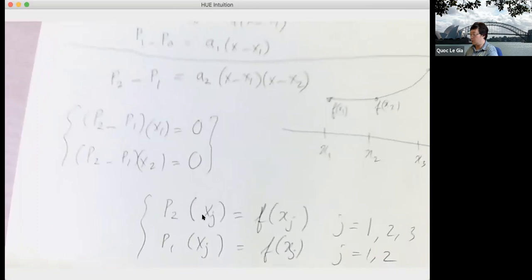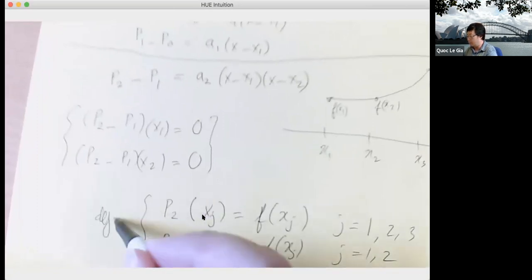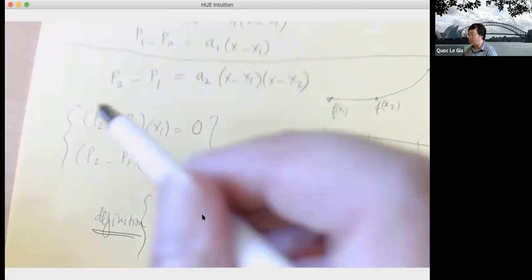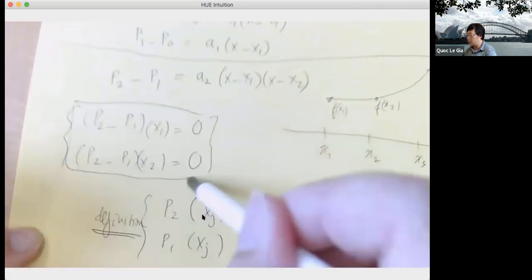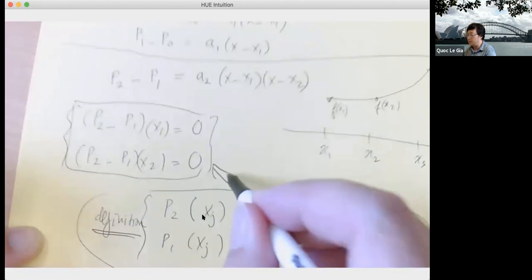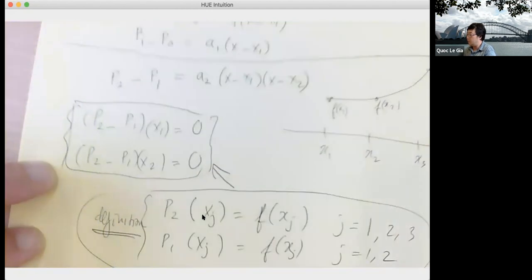So this is the definition of P2. P2 of xj has to equal fj, with j equal 1, 2, 3. And P1 of xj has to be f of xj for j equal 1, 2. Therefore, you can take the difference only for j equal 1 and 2. So that's why I have this condition. So strictly speaking, the definition gives you the box, and the box gives you the red box.